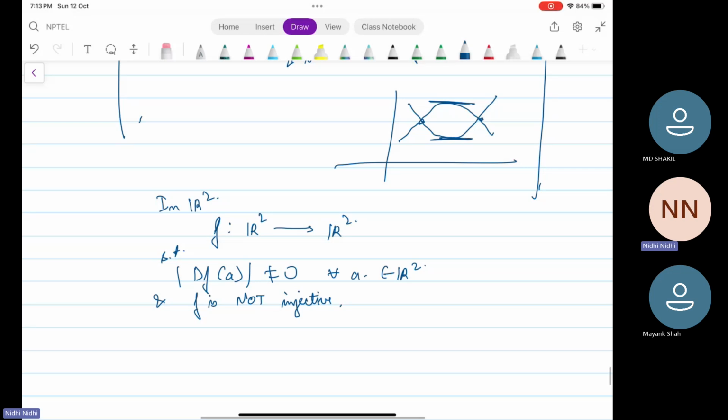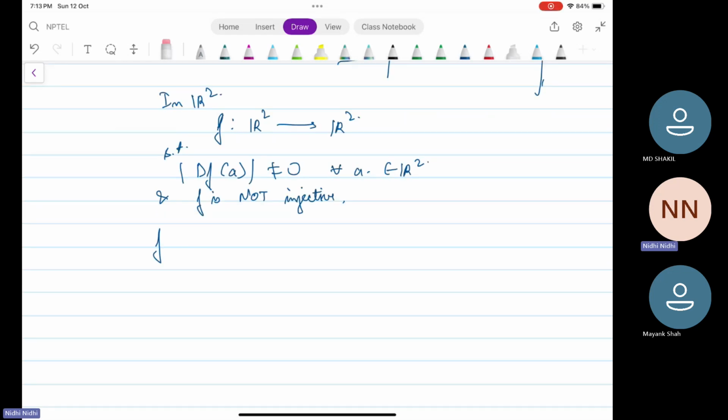So we take f(x,y) equal to (e power x cos y, e power x sin y). You can look for some other example also. Eventually, this exponential helps us see that the determinant of the derivative will never be zero, and the trigonometric functions show that the values will be repeating. So this will not be injective.